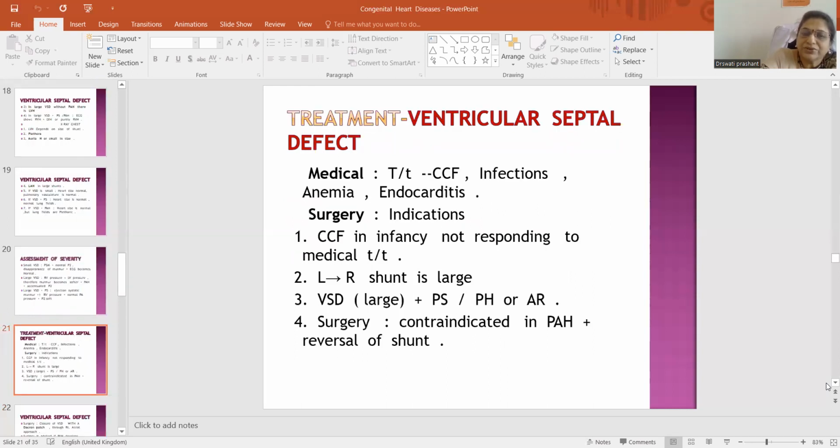Treatment: medical treatment, we have to treat congestive cardiac failure, treat infections and anemia, and cover for endocarditis. Surgery is the ultimate answer. Indications: CCF in infancy not responding to medical treatment, a large left to right shunt, and VSD with PS, PH, or aortic regurgitation. Surgery is contraindicated if there is reversal of shunt.